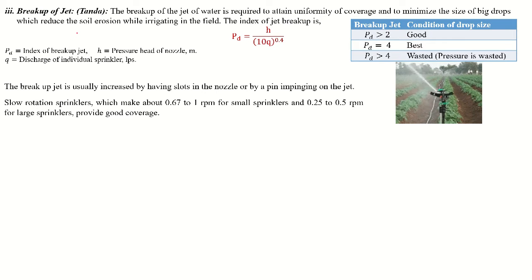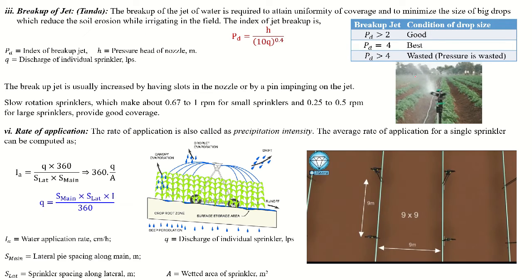Next one is breakup jet. So breakup jet is given by Tanda. The breakup jet tells us that the water is required to attain a uniformity of the coverage and the minimum size of the big drops, which reduces the soil erosion while irrigating the field. Suppose the water is coming from the nozzle. Okay, so in the very fine droplet, suppose the water droplets are bigger sizes, that will hit the soil and there is a chance of erosion, and there is a chance of damage to the crops, especially in the flowering stage. So in this condition, the drops which are coming from the sprinkler should be minimum or fine.